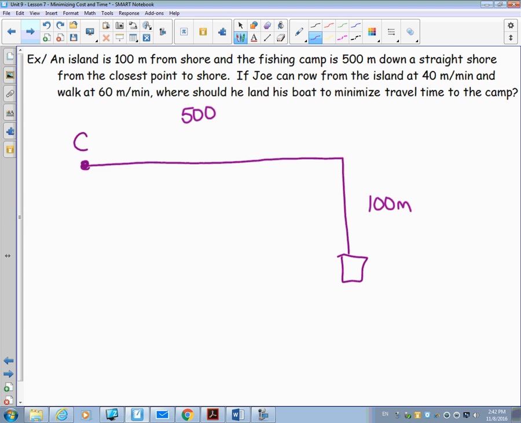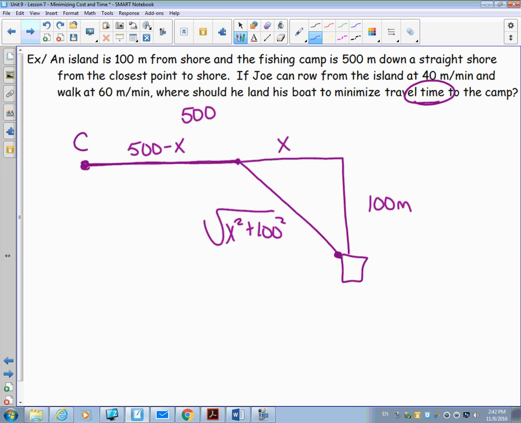Joe can row from the island at 40 meters per minute and walk at 60 meters per minute. Where should he land his boat? He's going to go from the island somewhere on the shore and then walk the rest of the way. I don't know how far away he should go, but I do know that when he lands, it's going to be 500 meters minus however far he rowed. I know my distance along the diagonal is going to be the square root of x squared plus 100 squared. If I use those two things combined, I can create an equation for minimizing my time.